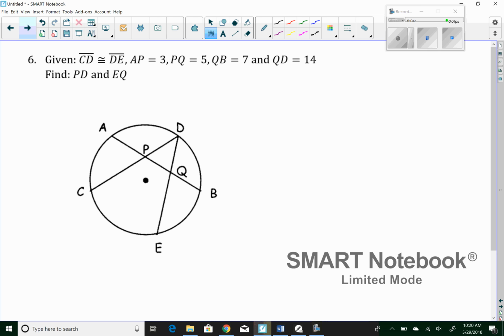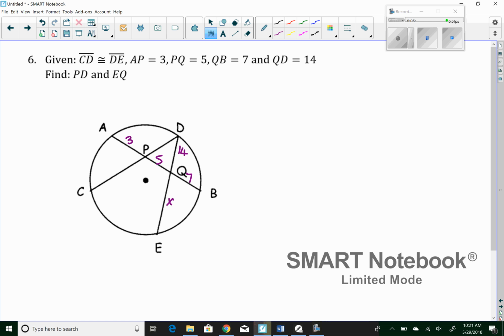Number 6 gives us this interesting picture. It says that AP is 3, PQ is 5, QB is 7, and QD is 14. It also says to find the length of PD and EQ. So let's find EQ first.